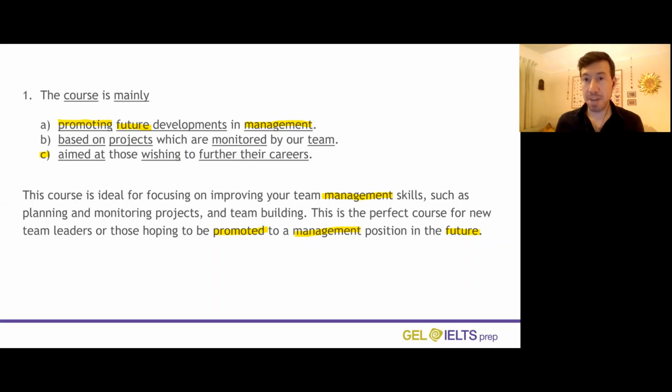Again, we can look at B and we can see a few words in there, like projects, and here projects, here monitored, and here monitoring.